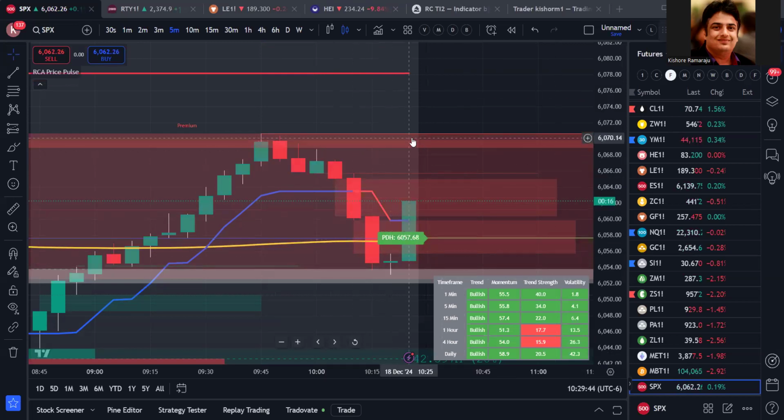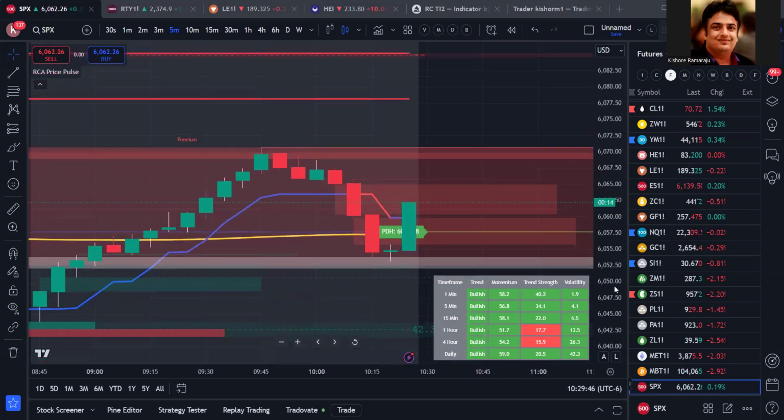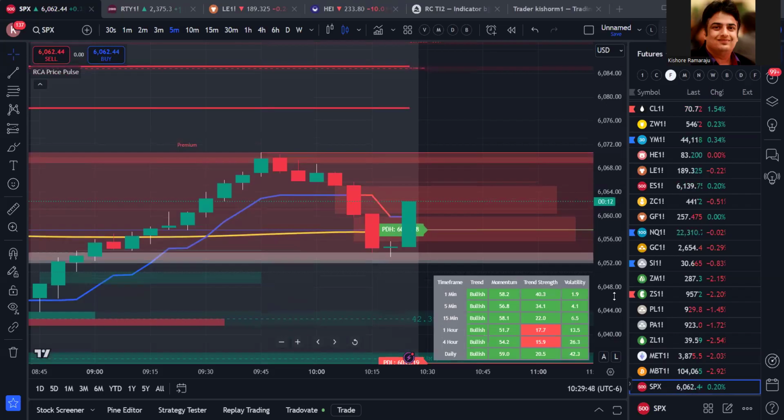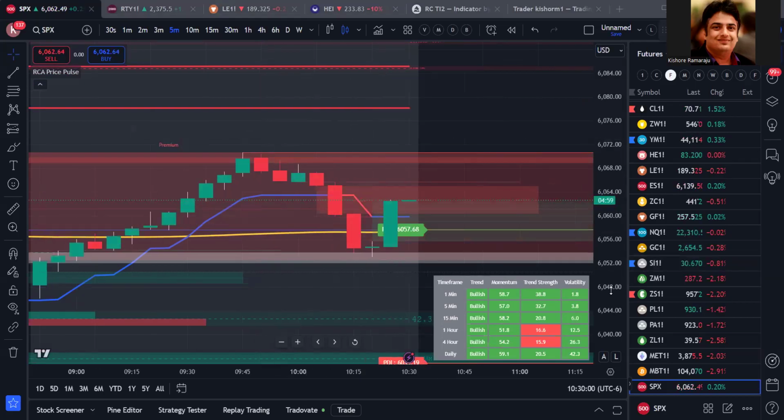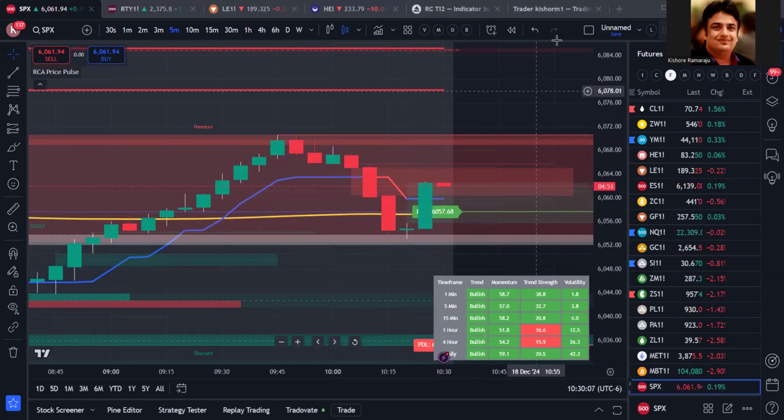So now again, SPX has started moving up. So again, we can take bull puts. So is it clear for everyone, right? If you want to be profitable, if you just follow this one single indicator also, you can be profitable 90% of the time. So is it making sense? Any questions on this indicator?